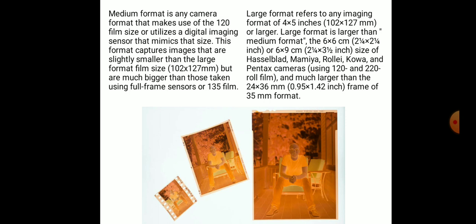This format captures images that are slightly smaller than the large format film size but bigger than the small format. Okay, so here they also mention 102 to 127, which is larger than the small format. Okay, and the large format images come in inches. So here, the size is given in inches.